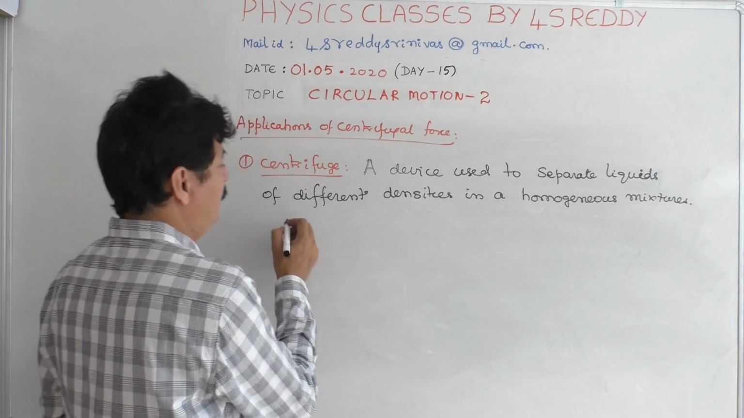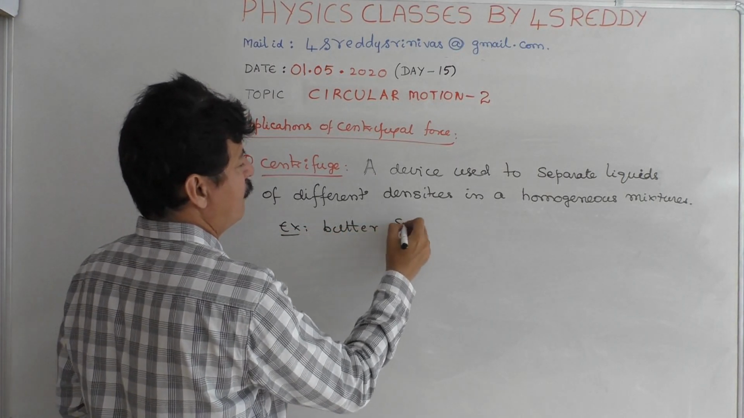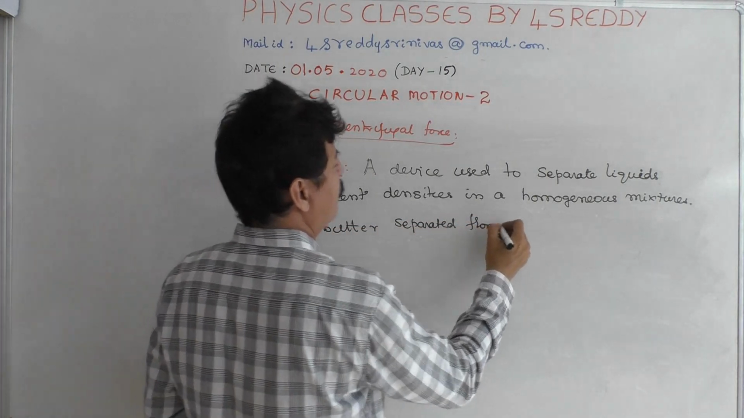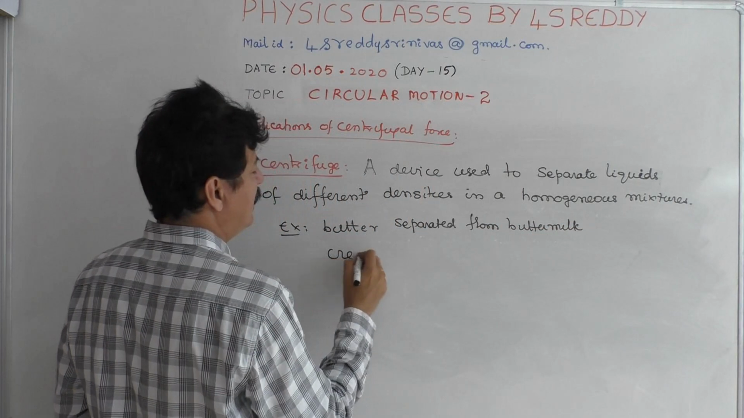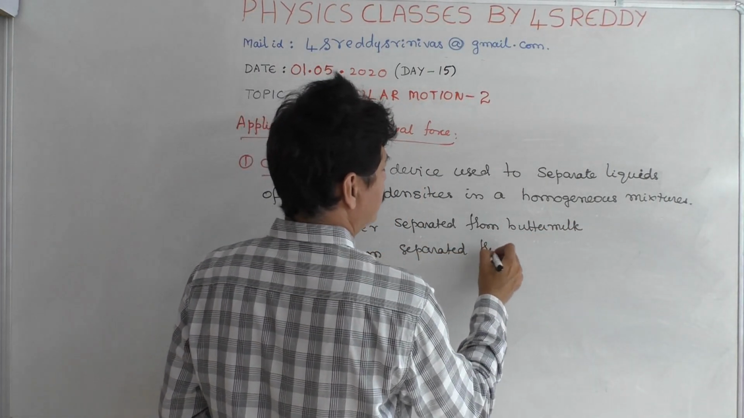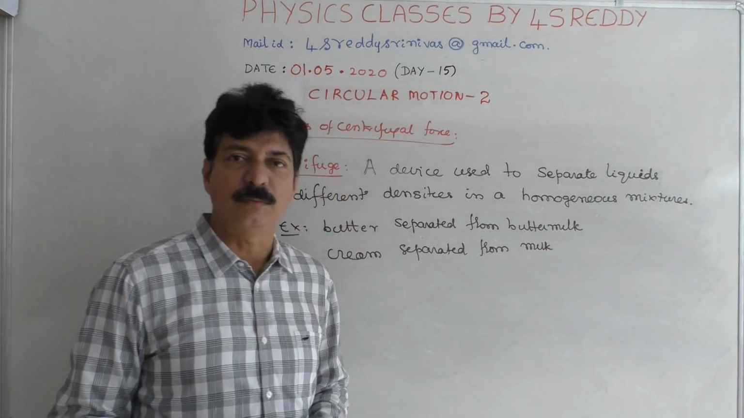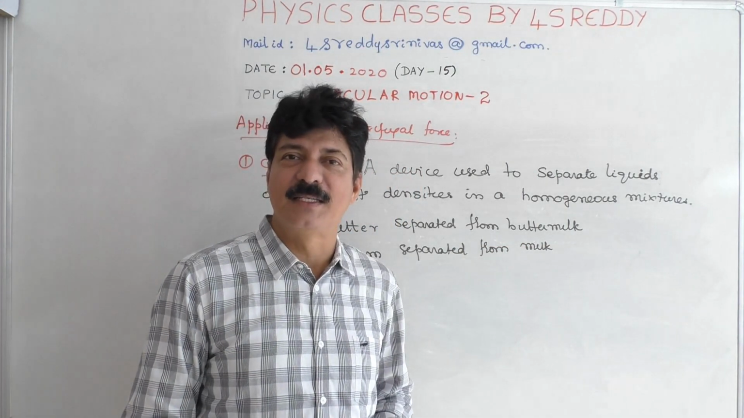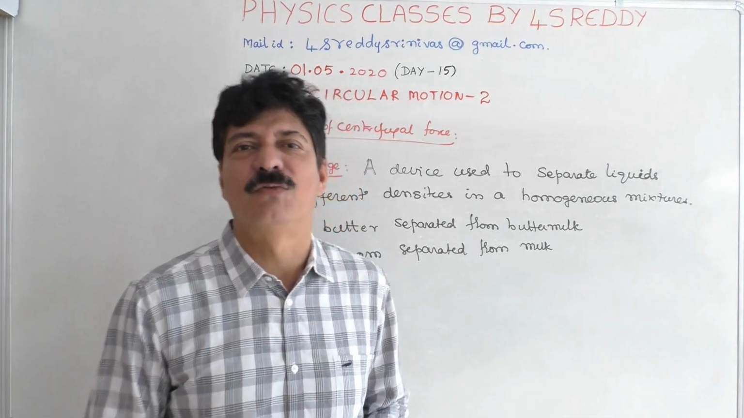Now, the example that we can give is butter separated from buttermilk, or otherwise cream separated from milk. These are all certain examples. A solute is separated from a solvent in a homogeneous mixture. For all this, the basic principle involved is centrifugal force only.